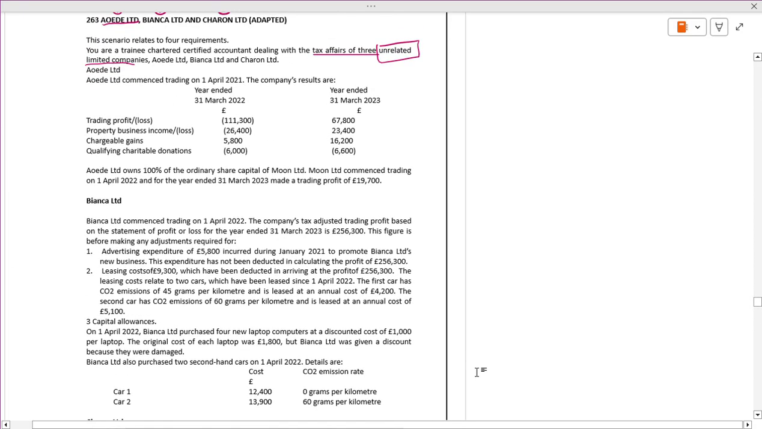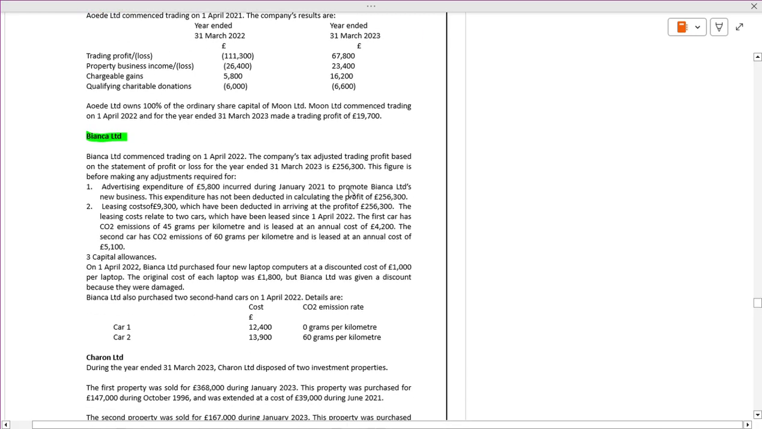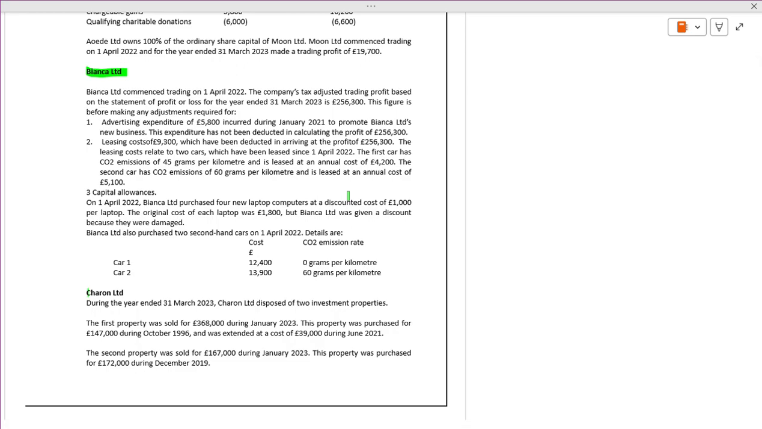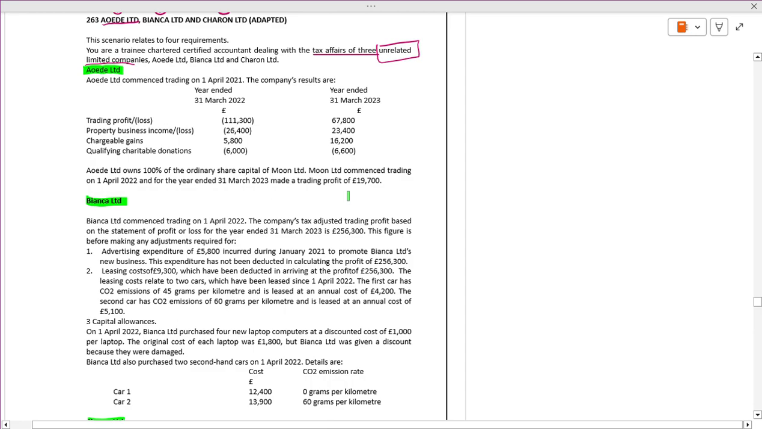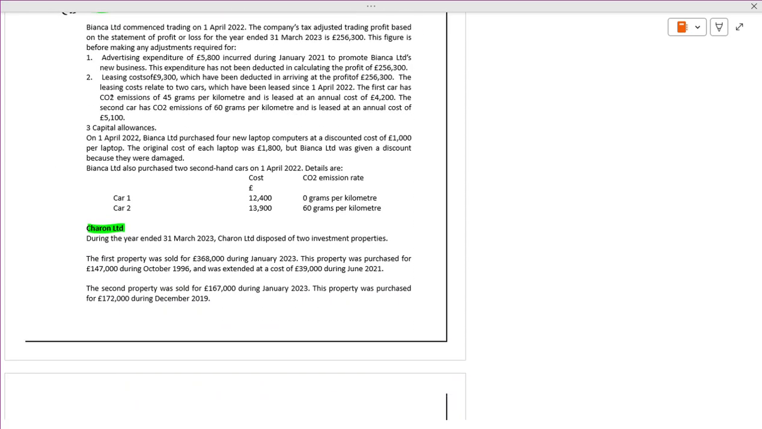It has been mentioned very clearly. Okay, they have given information related to Aoede Limited, they have given information with respect to Bianca Limited, and they have given information for Chargeable Limited. This is what we have to plan. This is related to question number A, this is related to question number B, and this is related to question number C.